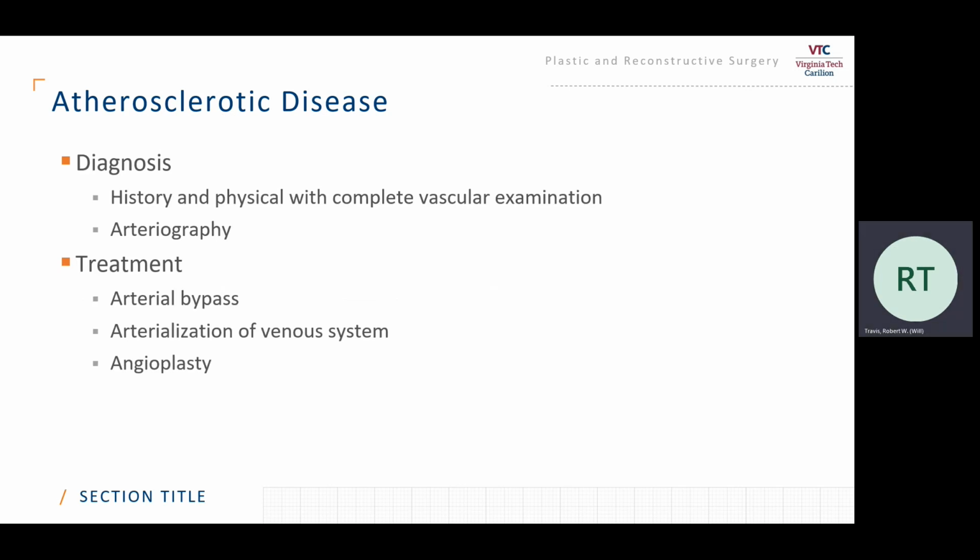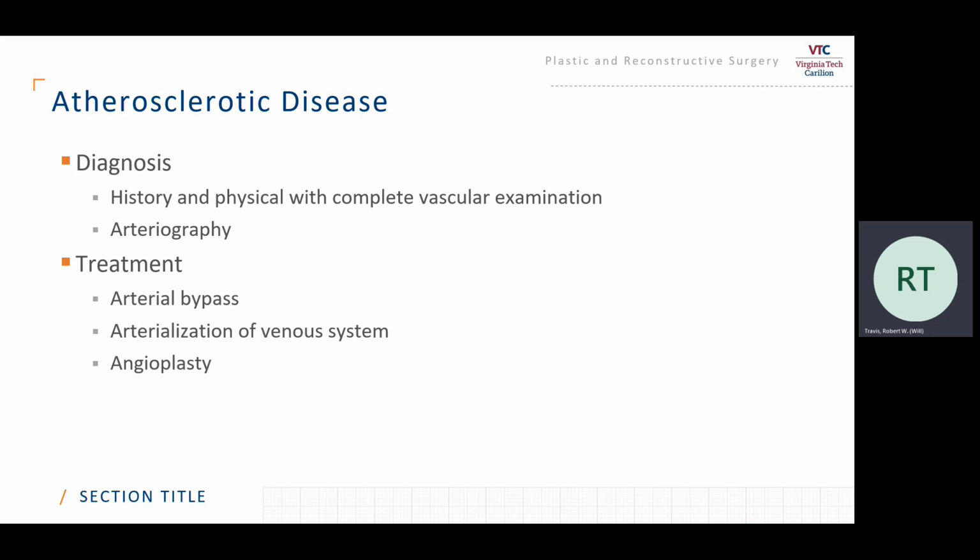So for diagnosis, of course, history and physical with a complete vascular exam, and then arteriography for imaging, which is the imaging modality of choice. Treatment options include arterial bypass, which is the best choice for isolated occlusion and patent distal vessels. You can also do arterialization of the venous system, which is more of an established procedure when there are no patent distal vessels. You'll strip the vein and anastomose it to the artery to provide retrograde flow through the vein to the distal hands and fingers.